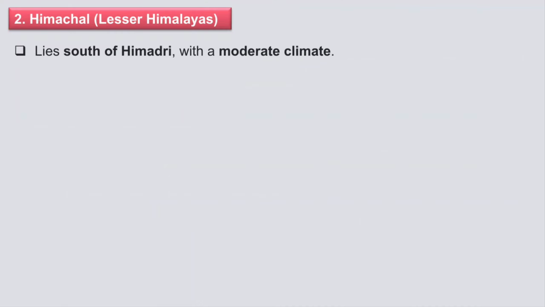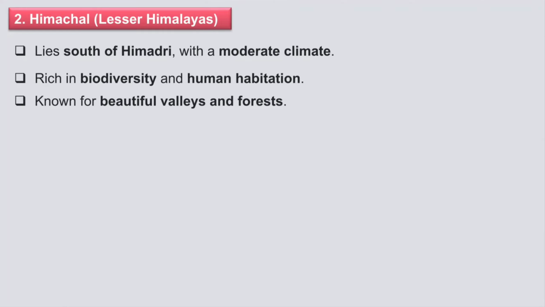All right, so Himachal here doesn't mean your Himachal state, okay. It lies south of Himadri with a moderate climate. You will find a moderate climate here. This is rich in biodiversity and human habitation is there. Why? Because the climate is moderate, biodiversity is there, fertile land is there, vegetation is possible, okay.